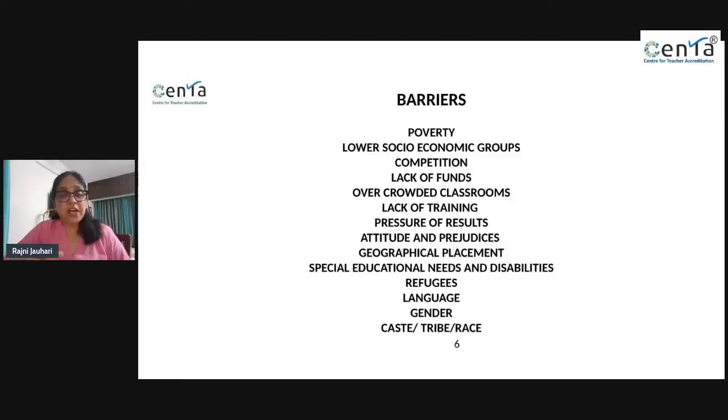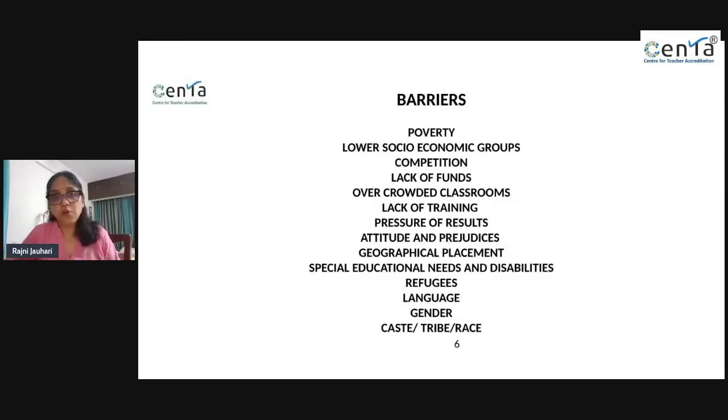Lack of funds. The child may want to study, but they don't have enough money. Again, in our country, our classes are overcrowded. So that's a big barrier for the teacher. How is she to take care of 40 children? And in some places, maybe even 50. Lack of training, that was something so very important, that we are expected to take care of so many varieties of children coming. Are we trained for that? Then there is the pressure of result.